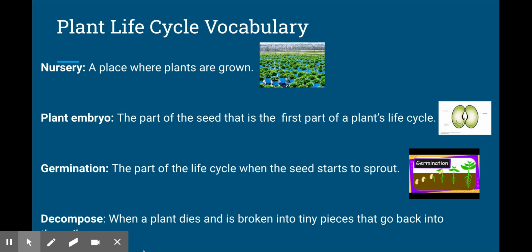The next word is germination. Germination is the part of the life cycle when the seed starts to sprout or starts to grow. Decompose. When a plant dies and is broken into tiny pieces that go back into the soil.